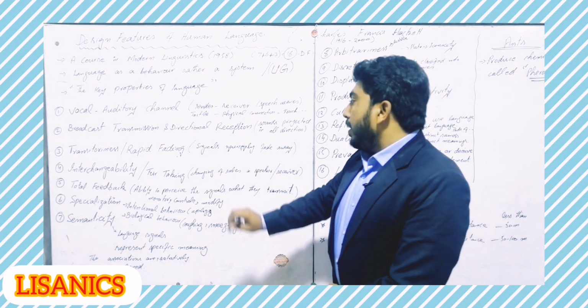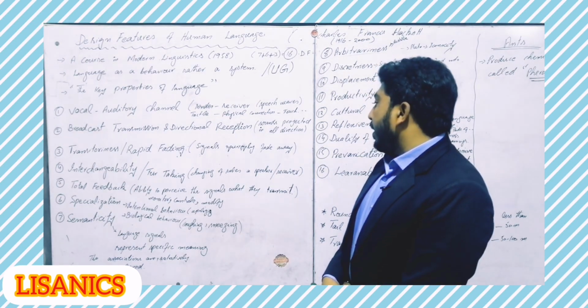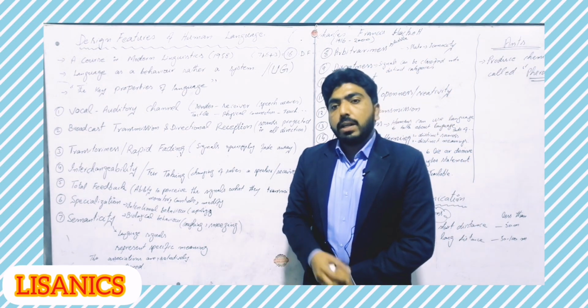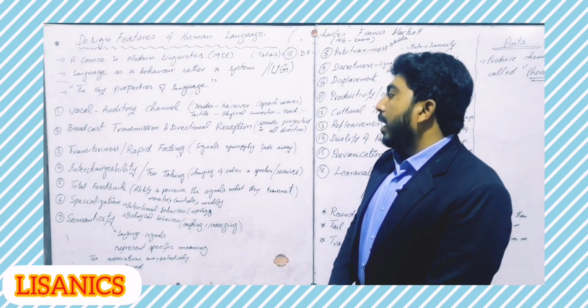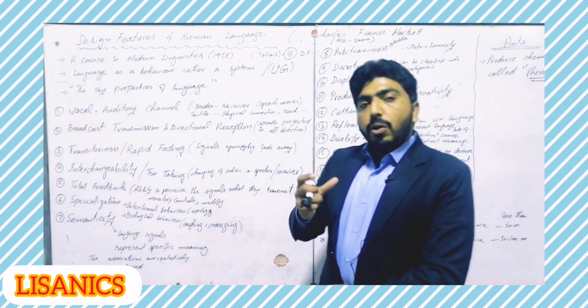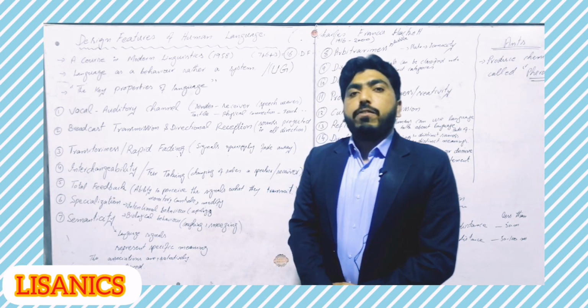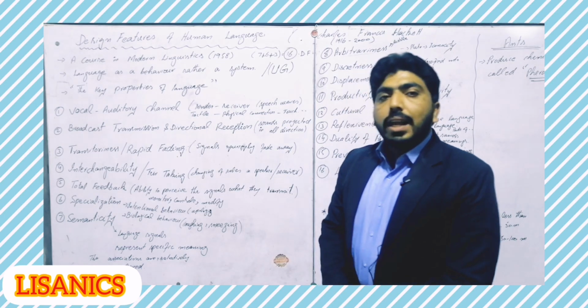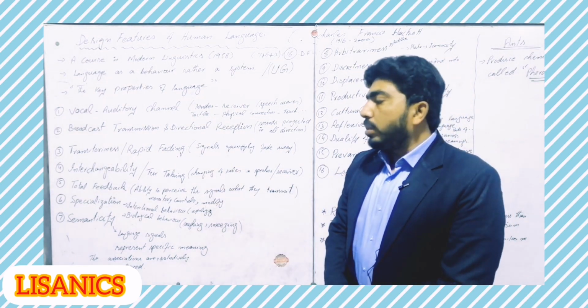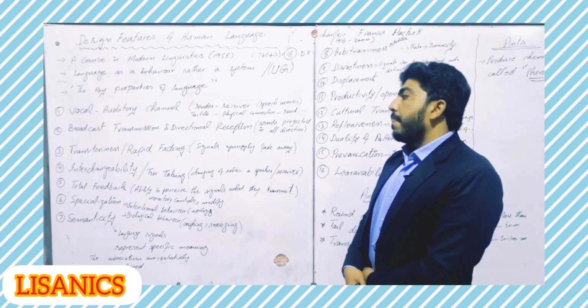Ability to perceive the signals that they transmit, right? Whatever we are communicating, we also perceive and try to comprehend, and we monitor, control, and modify our language. The ability to control, modify, and monitor language is considered total feedback.